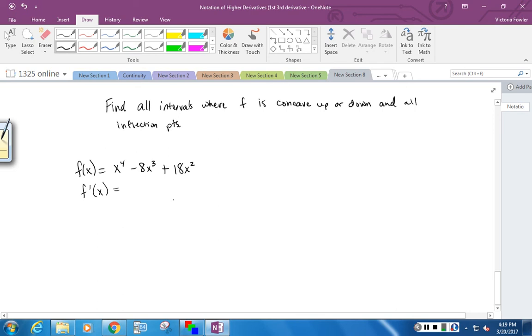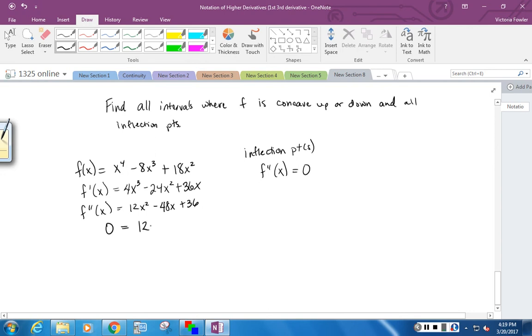Now this is a polynomial, so the first and second derivatives are going to exist everywhere. So I just need to get to that second derivative. So this is a 4x cubed minus 24x squared plus 36x, which means that the second derivative is going to be 12x squared minus 48x plus 36. And so to find my inflection points, I'm going to take f double prime and set it equal to 0. So I'm going to have 12x squared minus 48x plus 36 set equal to 0.